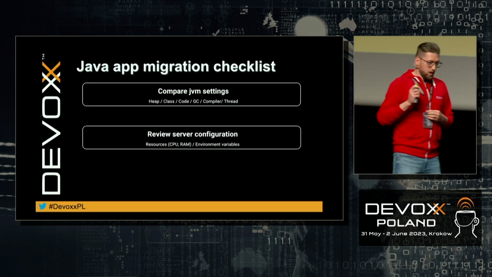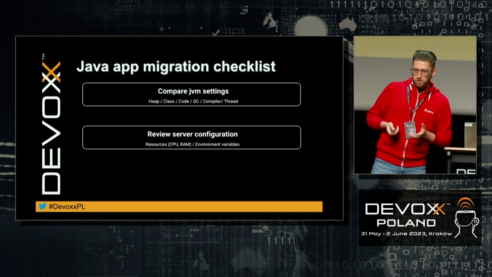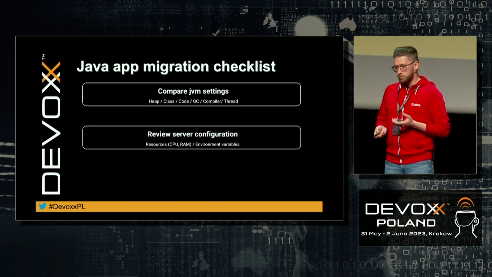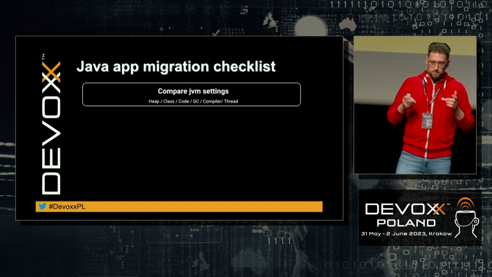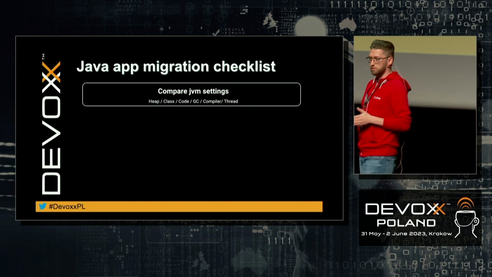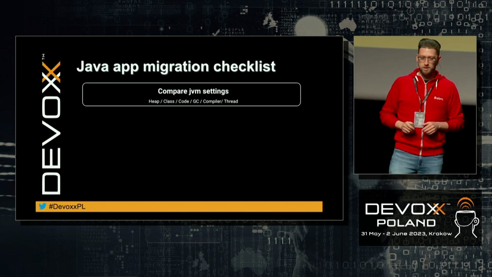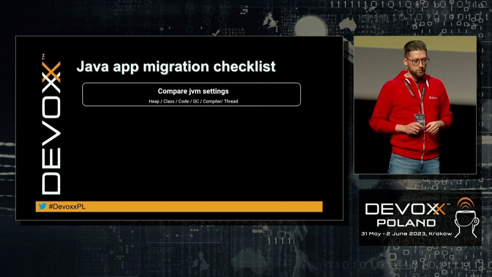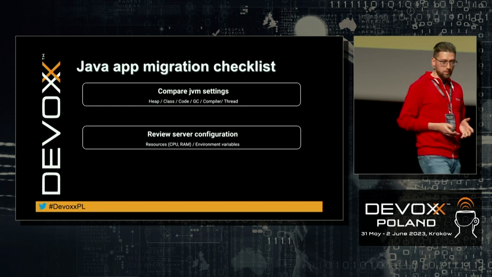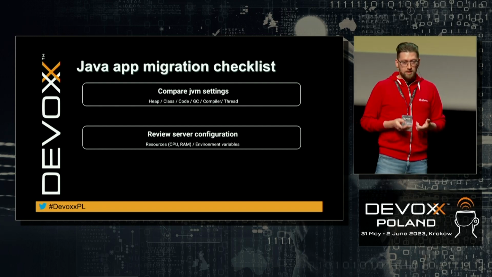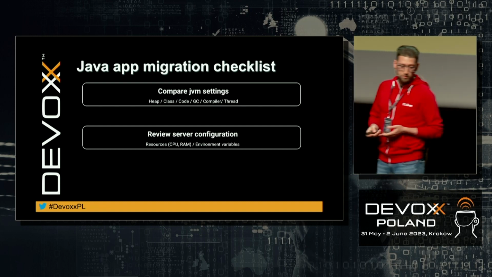So I would like to share with you a few checks which you can apply to your migration plan to make sure that it will not happen to you. First of all, let's document and be aware of your existing JVM settings, including not only the heap, but all the others from NMT. Another one, please also make sure that you are aware of your server configuration, like the CPU numbers, the RAM, but also the environment variables.